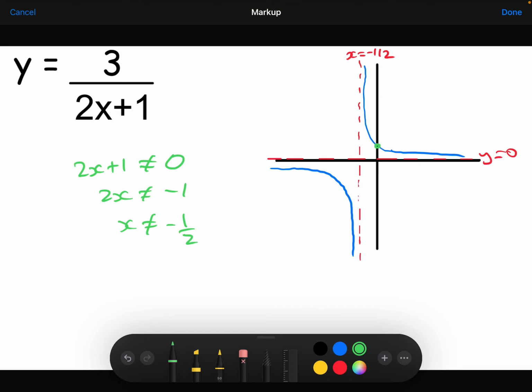The y-intercept here, I know x is 0 at this point, so if I substitute 0 in here, I find that y is equal to 3 divided by 2 times 0 plus 1, so the y-coordinate there is 3.